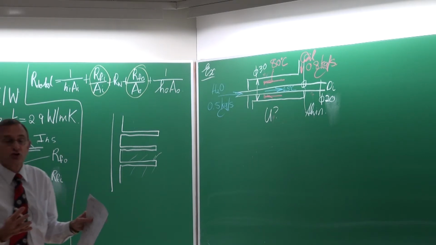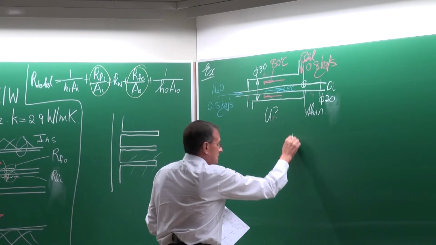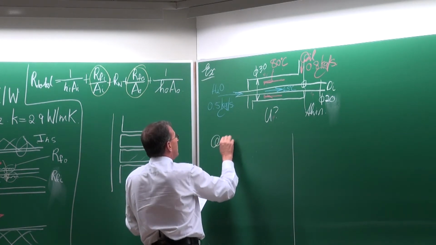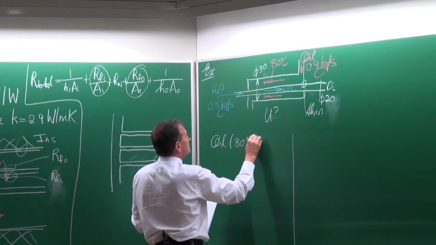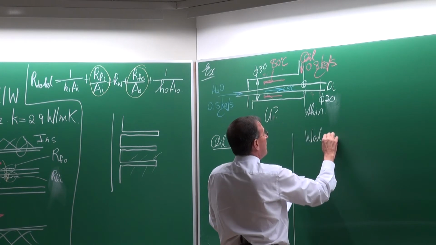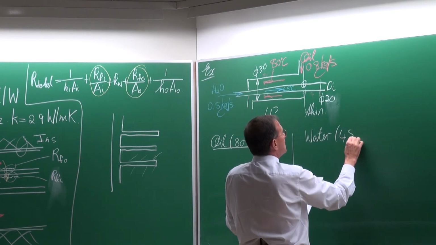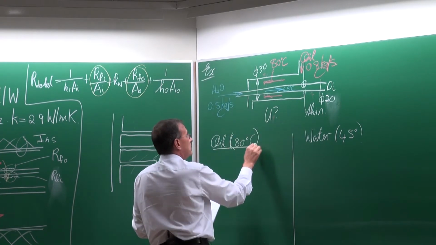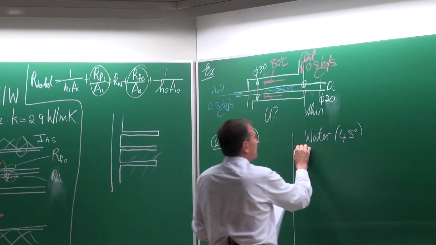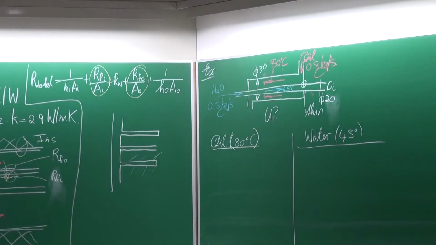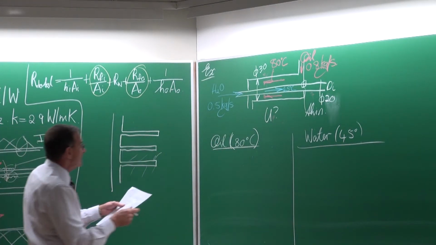So now we've got two fluids. Let's summarize it here. We've got the oil at 80 degrees Celsius, and we have the water, which is at an average temperature of 45 degrees Celsius. And we need to go and get the properties. The properties you can get in your textbook.